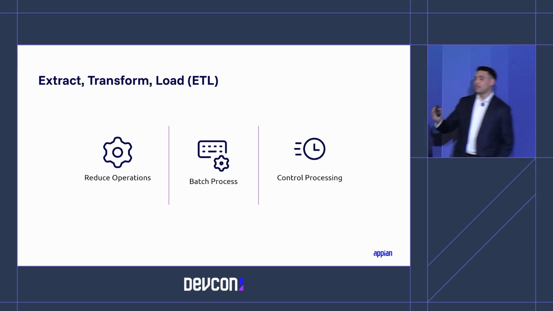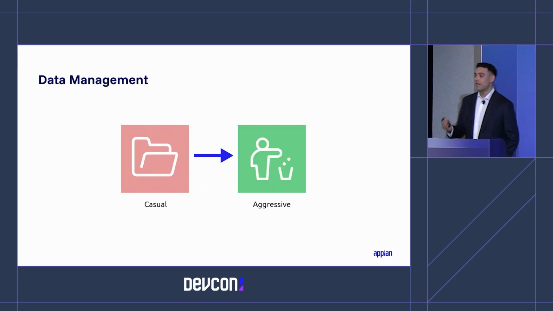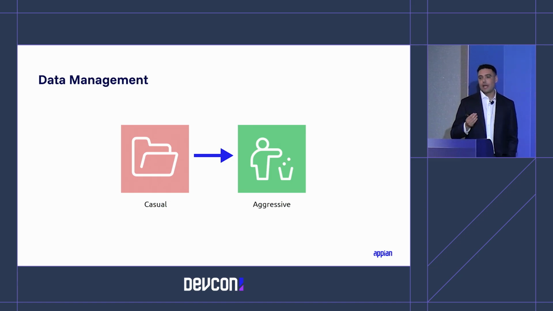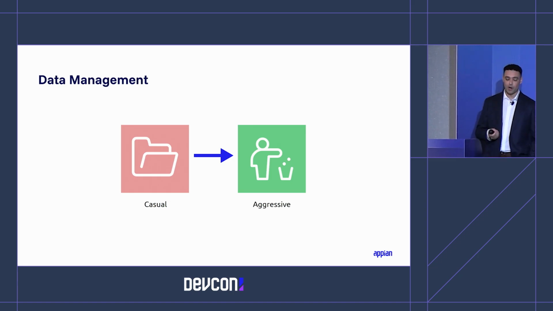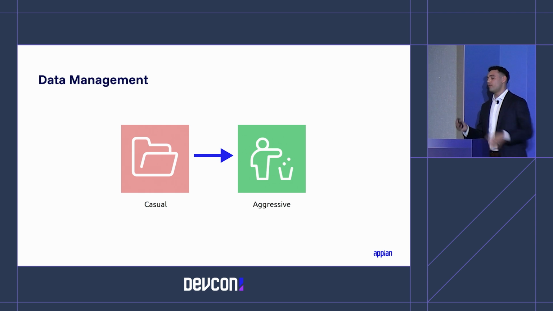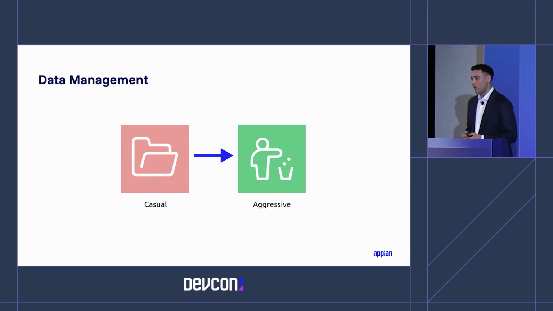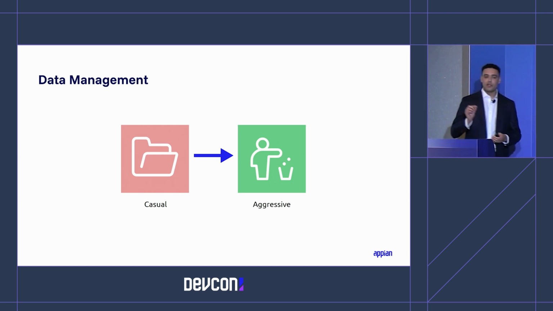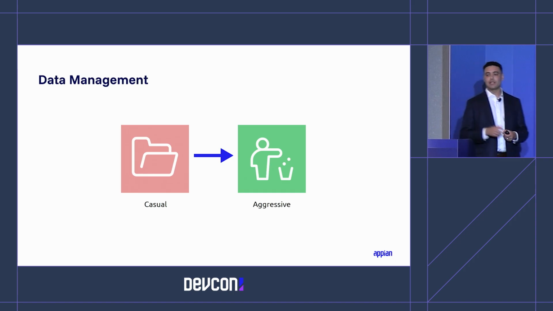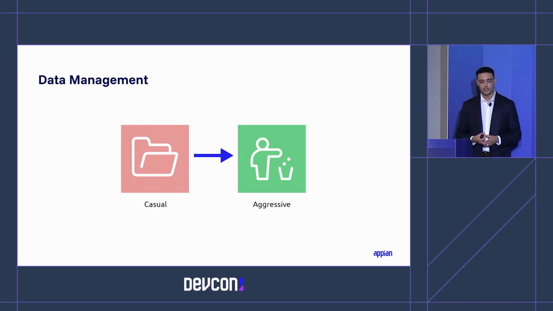The second anti-pattern is what I would call casual data management. Memory pressure is often a data retention problem. And the question that I would always ask you if you are facing memory problems is, can you adopt a more aggressive data management strategy?